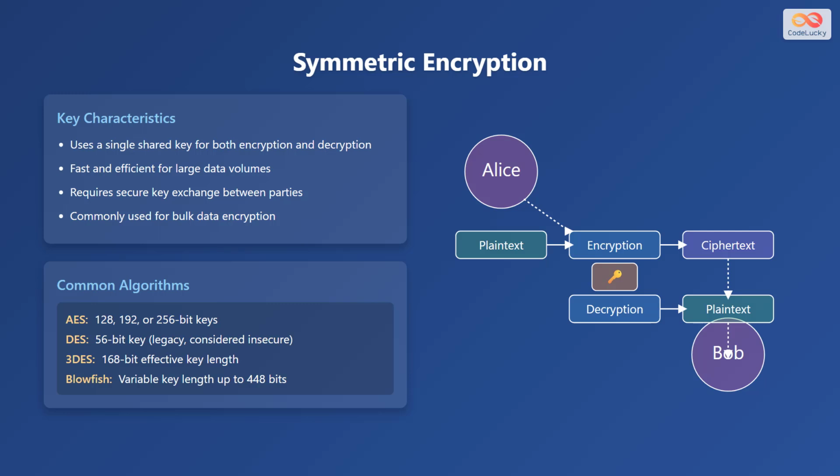In summary, Alice uses the shared key to encrypt the plaintext, converting it into ciphertext. Bob then uses the same shared key to decrypt the ciphertext, recovering the original plaintext.